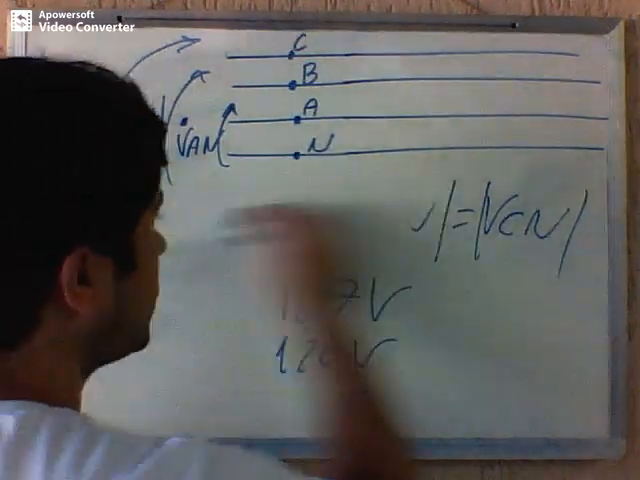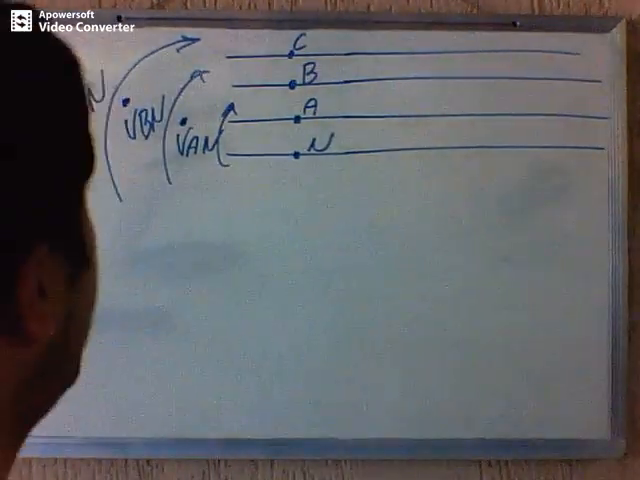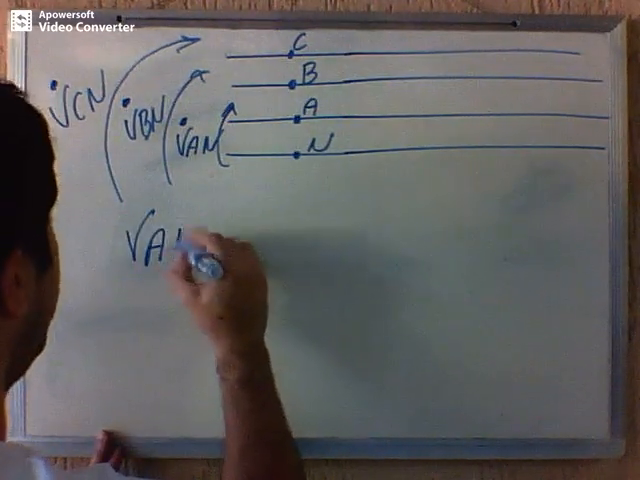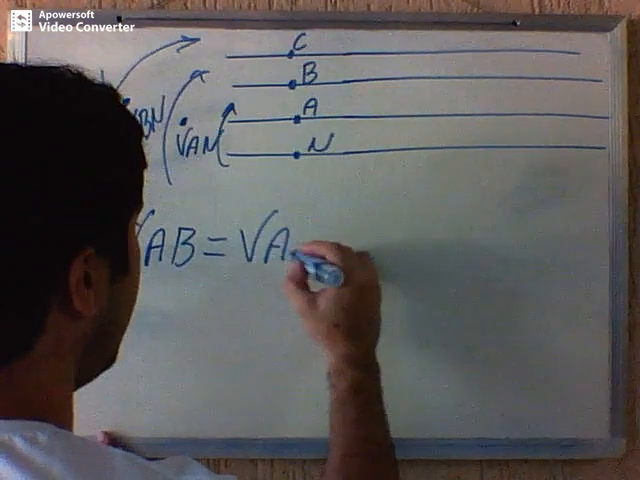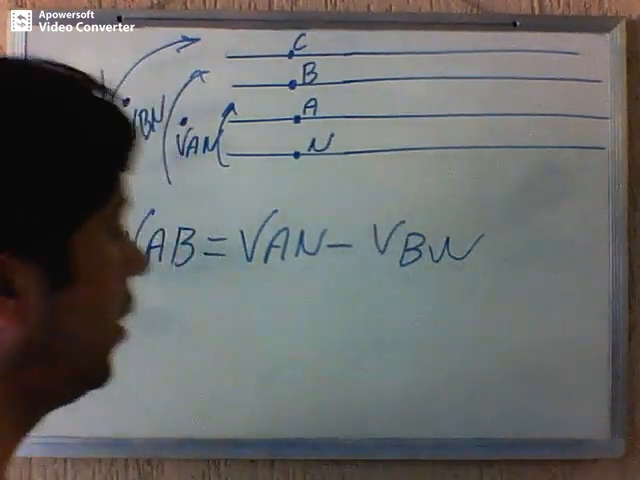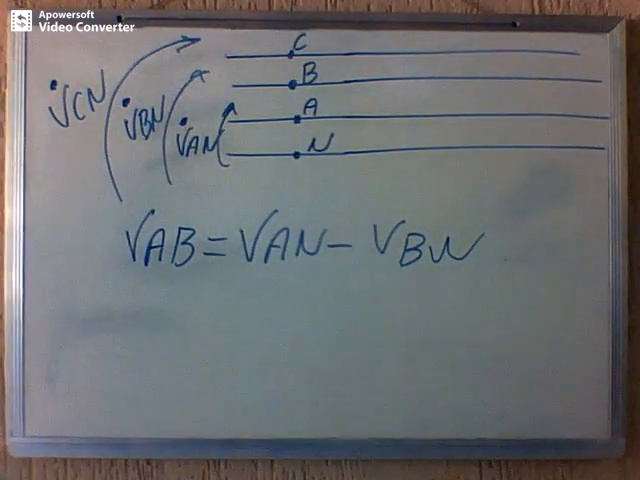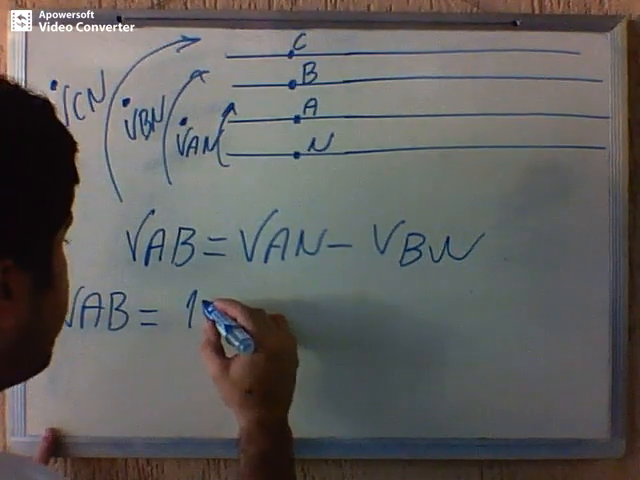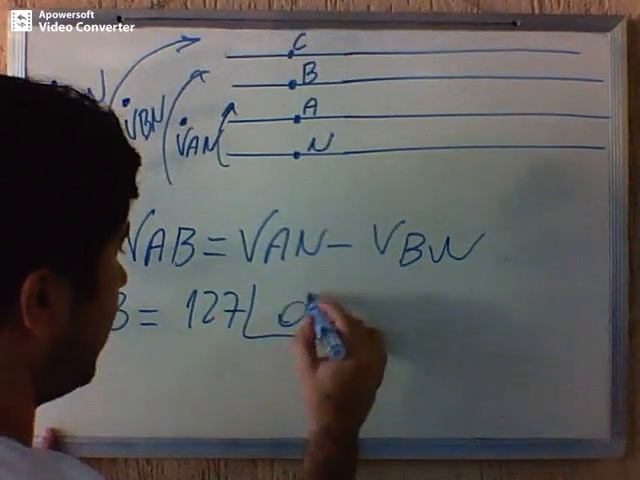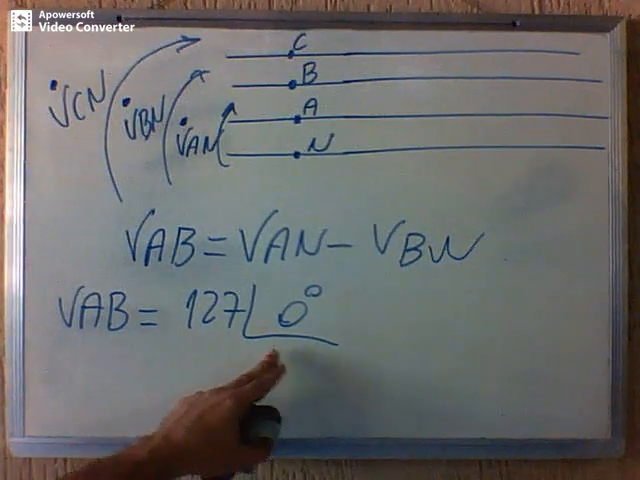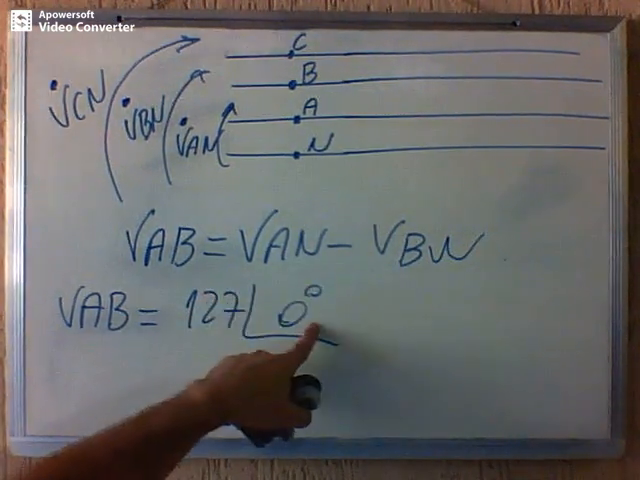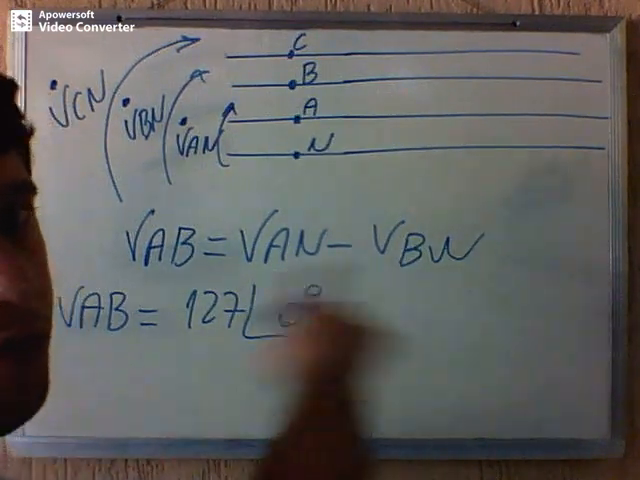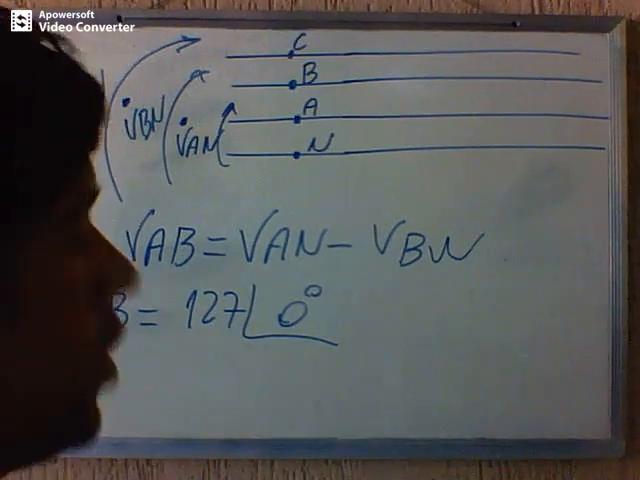Okay, so let's pay attention to the definition of line voltage. Let's take a look at the line voltage VAB. VAB is equal to VAN minus VBN. VAB then is equal to 127 volts, phase 0 degrees, okay, because we established that VAN is going to have 0 phase shift, and VBN lags VAN. VBN is behind VAN by 120 degrees.